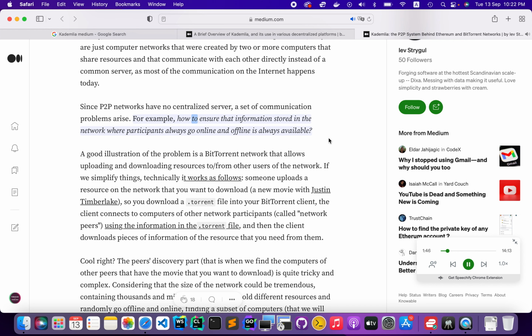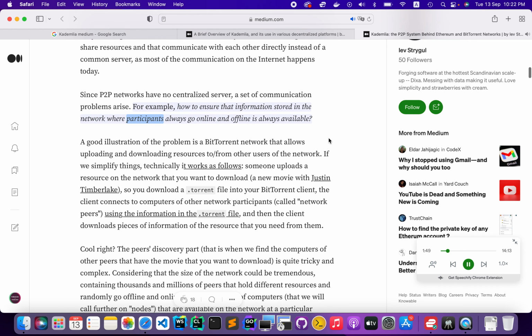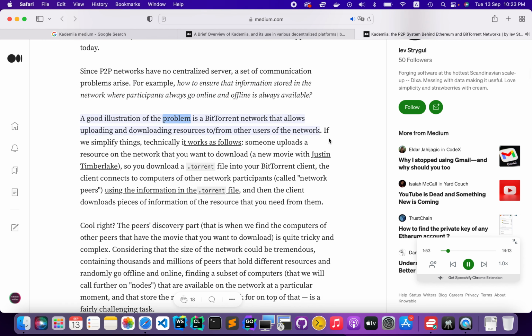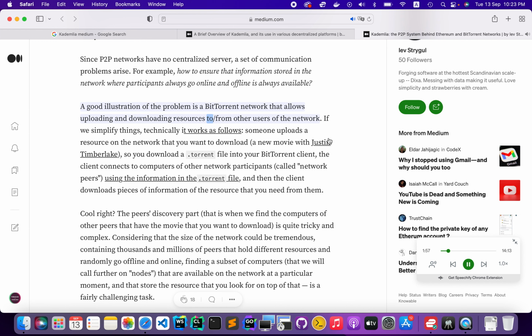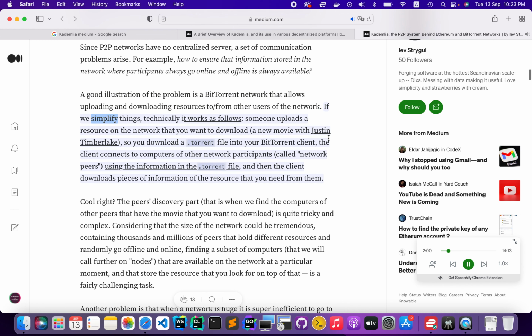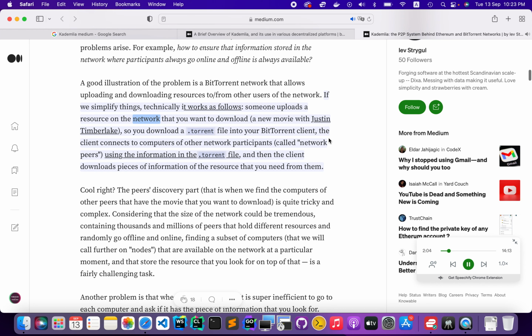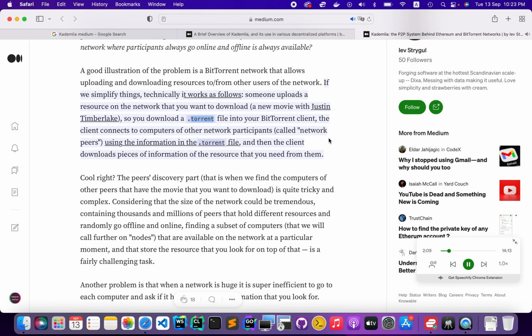For example, how to ensure that information stored in the network, where participants always go online and offline, is always available. A good illustration of the problem is a BitTorrent network that allows uploading and downloading resources to and from other users of the network. If we simplify things, technically it works as follows. Someone uploads a resource on the network that you want to download, a new movie with Justin Timberlake, so you download a torrent file into your BitTorrent client.